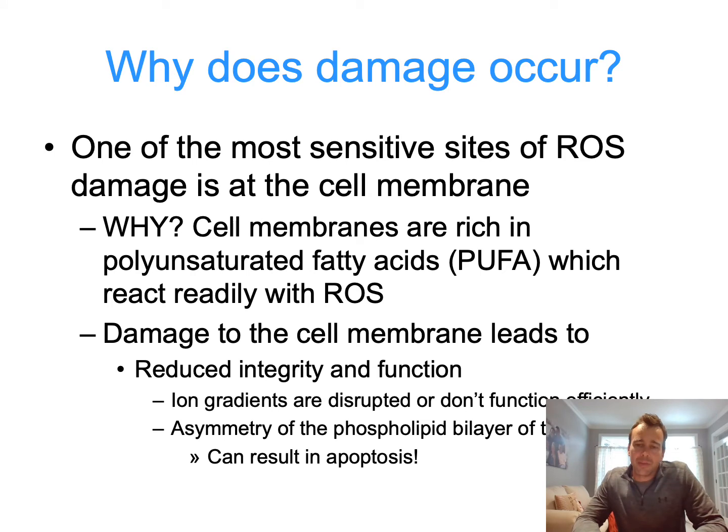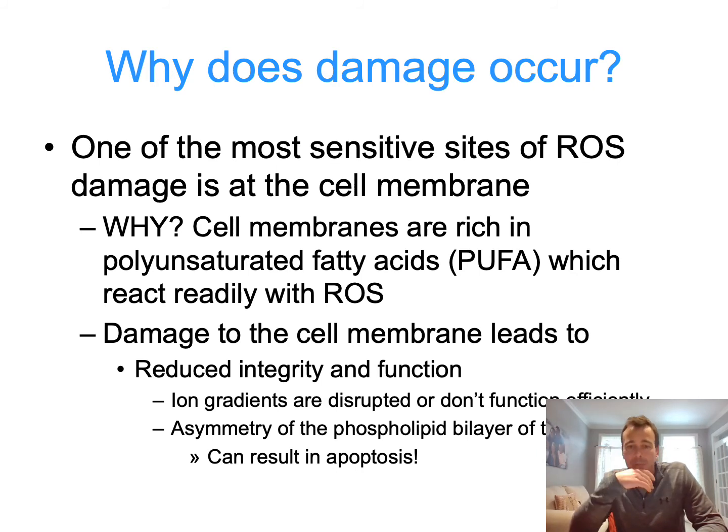Damage can occur due to reactive oxygen species. One of the most sensitive components of our body to reactive oxygen species is the cell membrane. These cell membranes are rich in polyunsaturated fatty acids, as we've talked about, which readily react with reactive oxygen species, and I'll show you the reaction here in a minute.